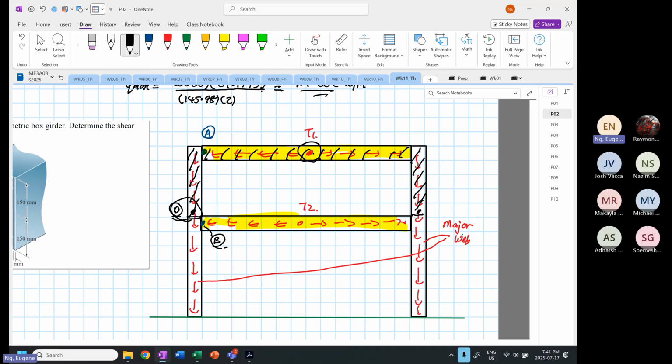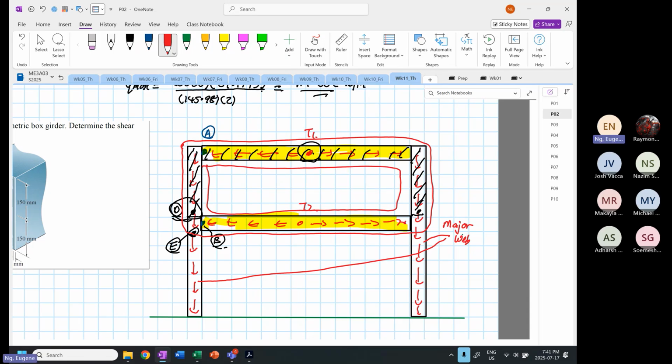Okay. So this has to be crystal clear to all of you. So what if now I have another one over here, and this is our point E? If it's for point E, then we have to take the entire, I'm going to draw a red line. We have to consider the entire what? Shear flow, the top. Are we clear?